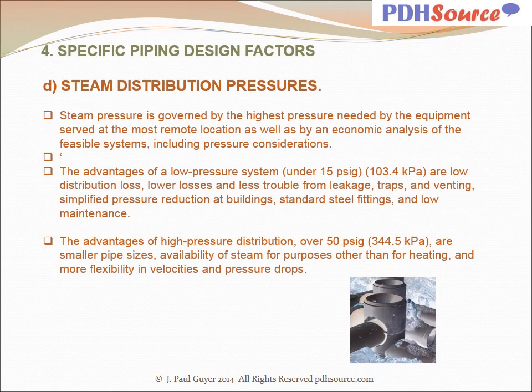With regard to steam distribution pressures, steam pressure is governed by the highest pressure needed by the equipment served at the most remote location, as well as by an economic analysis of the feasible systems, including pressure considerations. The advantages of a low pressure system under 15 psig are low distribution loss, lower losses and less trouble from leakage, traps and venting, simplified pressure reduction at buildings, standard steel fittings, and low maintenance. The advantages of high pressure distribution over 50 psig are smaller pipe sizes, availability of steam for purposes other than heating, and more flexibility in velocities and pressure.